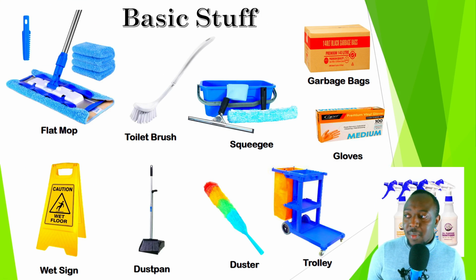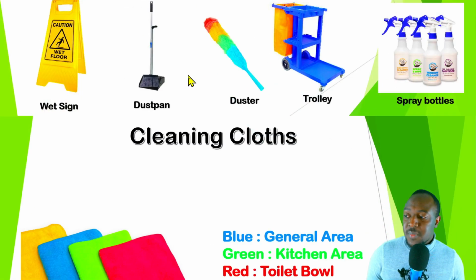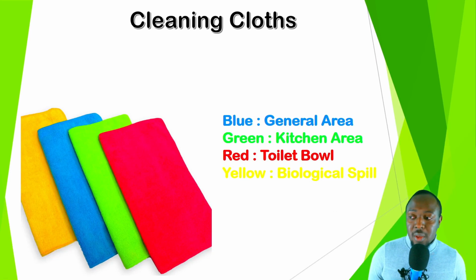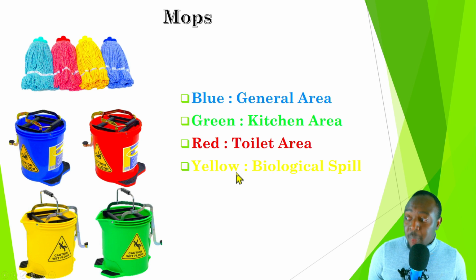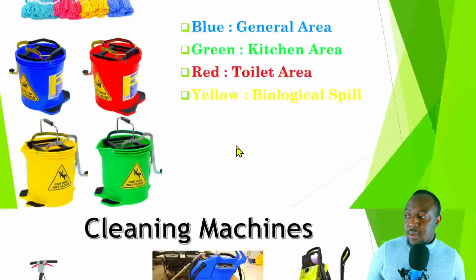Okay, basic cleaning stuff. So please go over the first video. I'm not going to waste time, so I'm just quickly showing. These are the basic things you need to start your cleaning business. Cleaning cloths. Apparently they have color coded cloths to use. So blue, green, red, yellow. Blue for general area, green for kitchen area, red for toilet, and yellow for like blood, vomit, and the rest. And with the mops too, yep, they've got color codes. So we have blue, green, red, yellow, again for the same purpose.